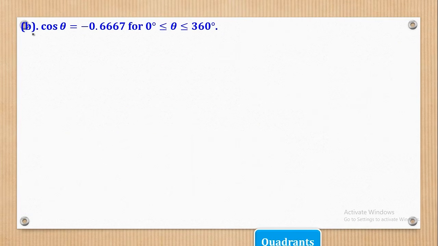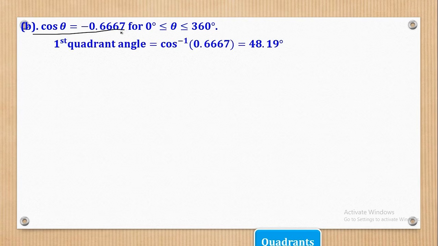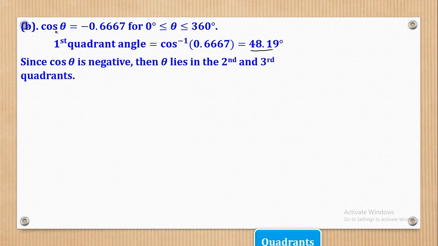Part B, they gave you this. Therefore, for the first quadrant angle, remember we said we use magnitude. That is why here there is a negative, but here there is no negative, because we use magnitude to get the first quadrant angle, which will be 48.19 degrees. After that, we shall find out in which quadrants cos is negative. So cos is negative in the second and third quadrant.